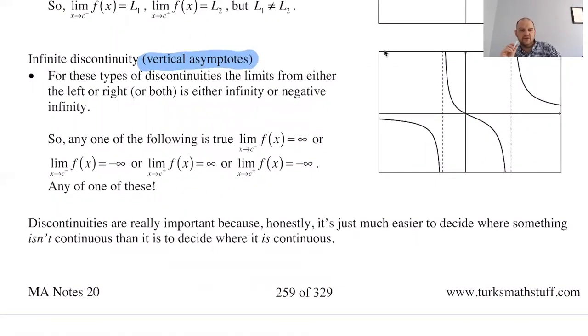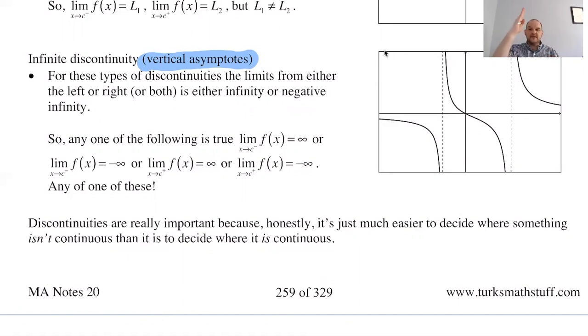So there are four options. The limit as x approaches c from the left could be positive or negative infinity. If that is true, you have a vertical asymptote, you have an infinite discontinuity, and you stop. You don't even really care what's on the other side. If the limit from the right is infinity or negative infinity, that's it. That's all you need. You don't need to look at the left.